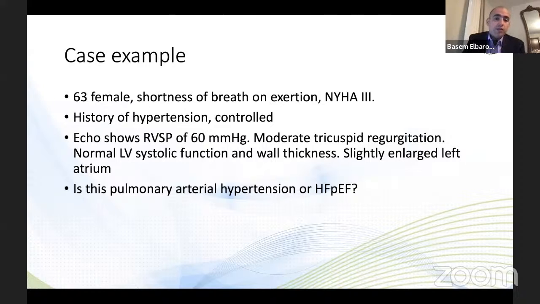60 mm mercury is quite high, and there's moderate tricuspid regurgitation. Like in the left system, she has normal left systolic function and wall thickness, with only a slightly enlarged left atrium. So the question comes to mind: is this pulmonary arterial hypertension or is this HFpEF? In some cases, it's hard to tell clinically, and sometimes invasive hemodynamic assessment might be required to sort that out.